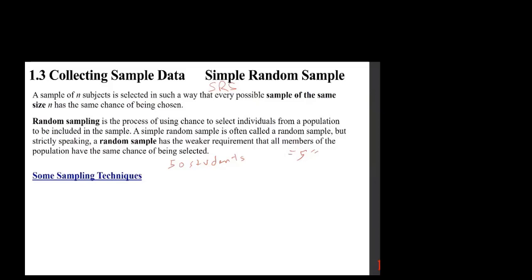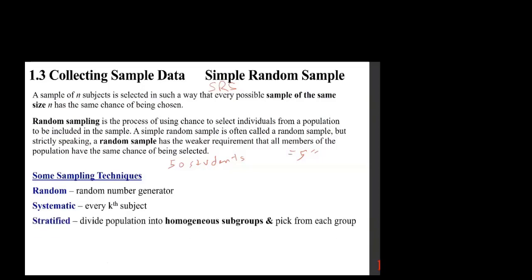Some sampling techniques. So it's important to understand it's really not that simple. If you have 50 students and you want to pick 5, it's a lot more than 10 different groups, because pick any 5 and all you have to do is change one subject and you have a new sample. Random, you can use a random number generator. Systematic, this is a very simple way of defining it. Every kth subject, we will look at it with more details.